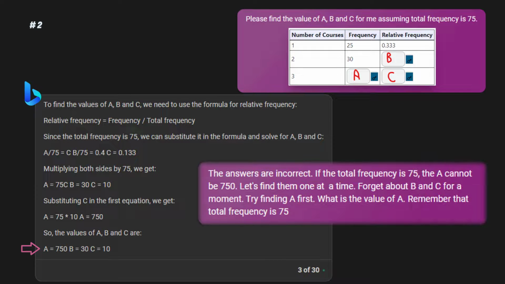So I responded, the answers are incorrect. If the total frequency is 75, then A cannot be 750. Let's find them one at a time. Forget about B and C for a moment. Try finding A first. What is the value of A? Remember that the total frequency is 75.